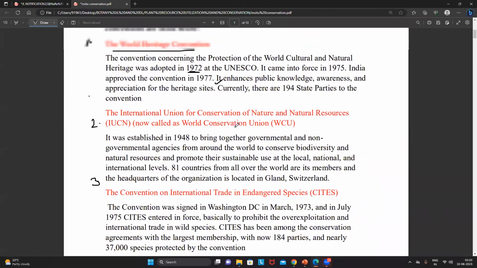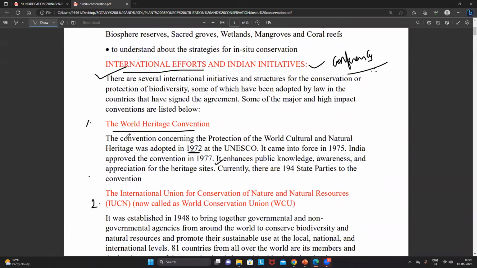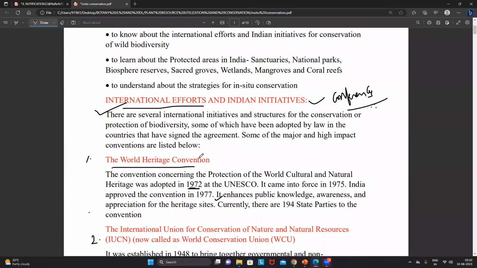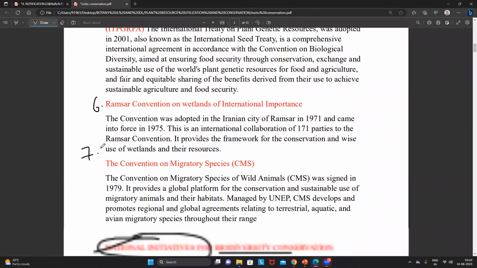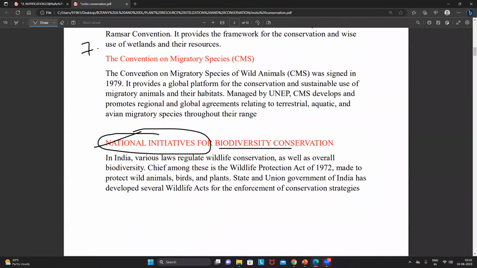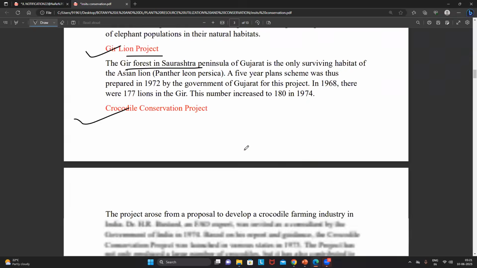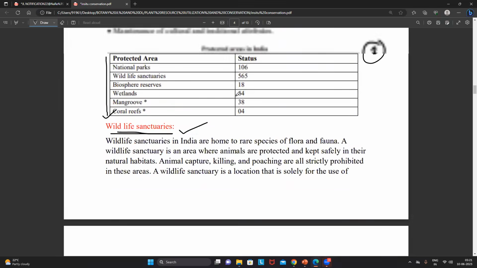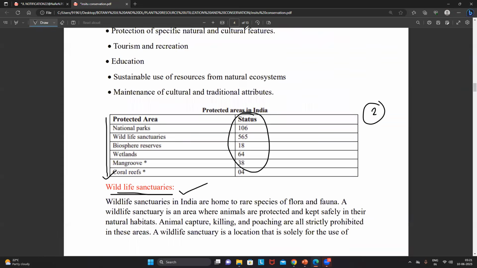So first, most important one, make the list. You don't need to make the list, but if you make one small list for your understanding, for your remembering, that is really good. Remember the 7 international organizations and remember the Indian acts. These are all the Indian initiatives. These are all the international initiatives, only names. Then followed by most important, the total number of protected areas in India. Total number also very important, you have to remember.